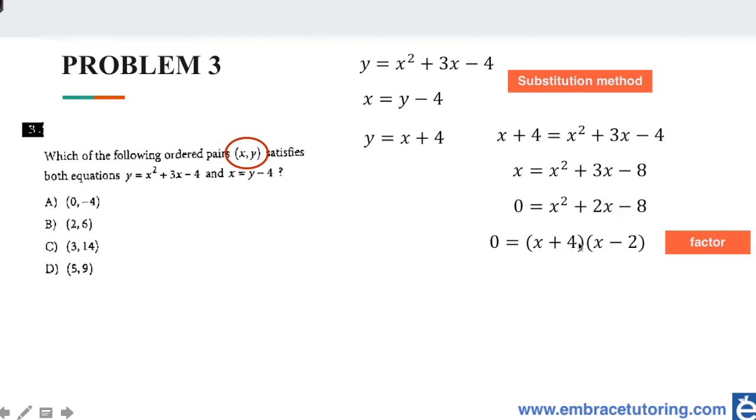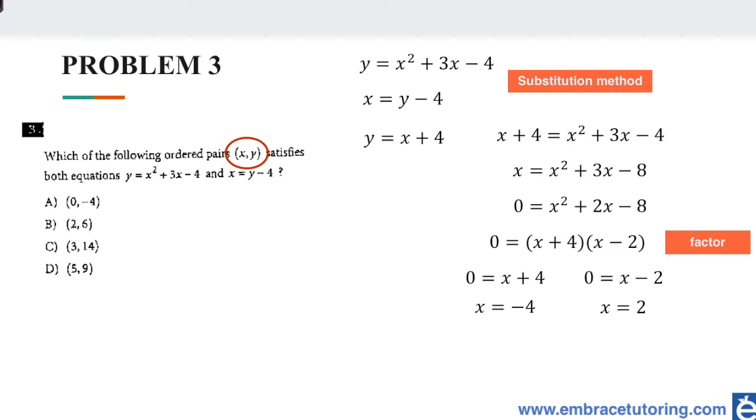And hopefully you can tell that 4 times negative 2 will give you negative 8, but 4 plus negative 2 will give you a positive 2, which is what makes both of these work. Now I'm going to simplify them further to get 0 equals x plus 4 and 0 equals x minus 2. I'm now going to get my roots being x equals negative 4 and x equals positive 2.